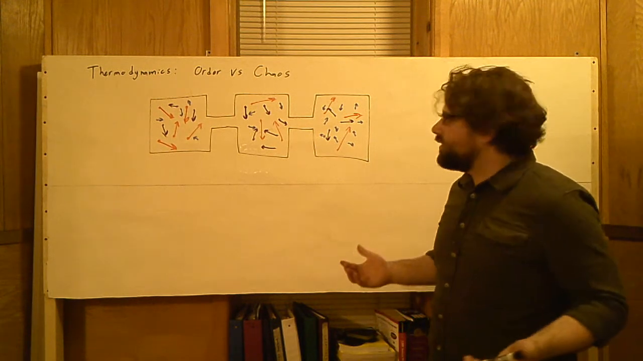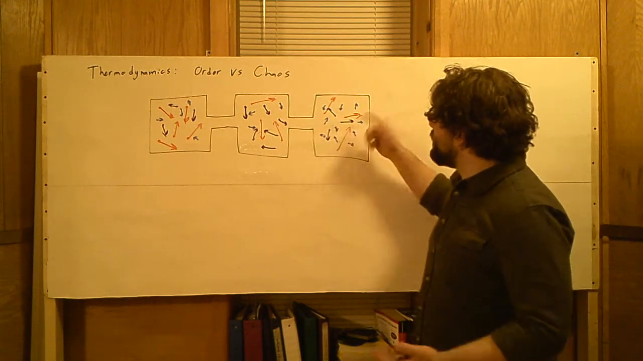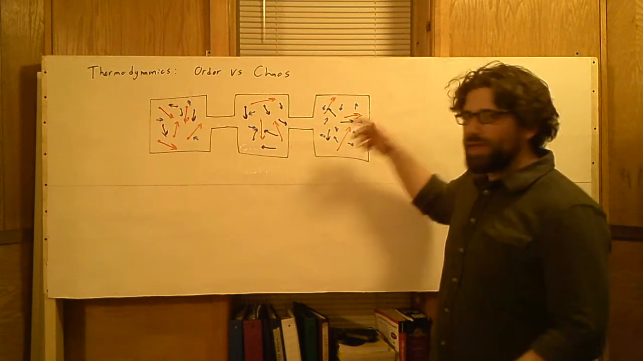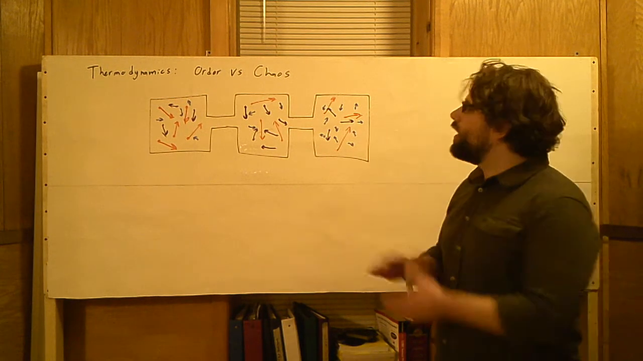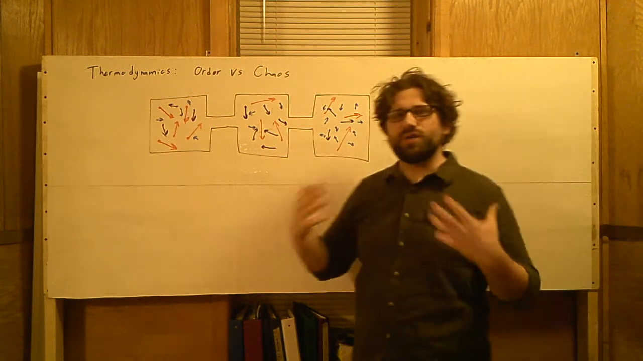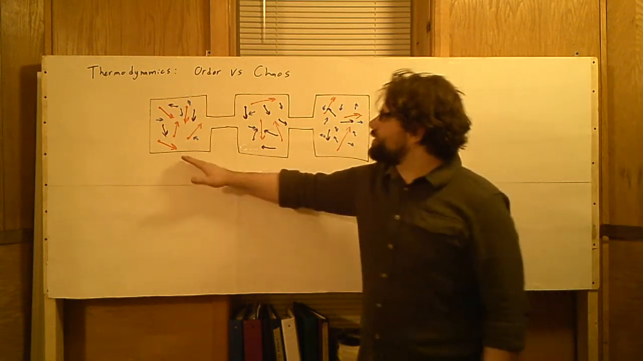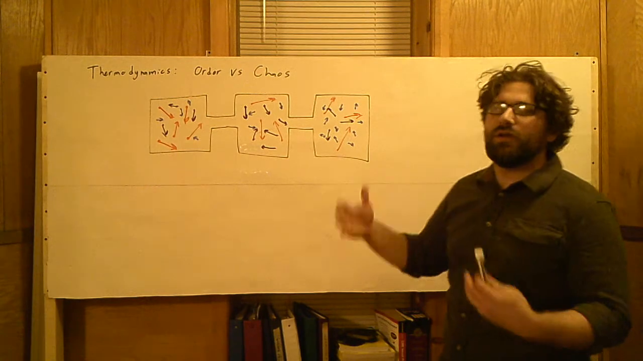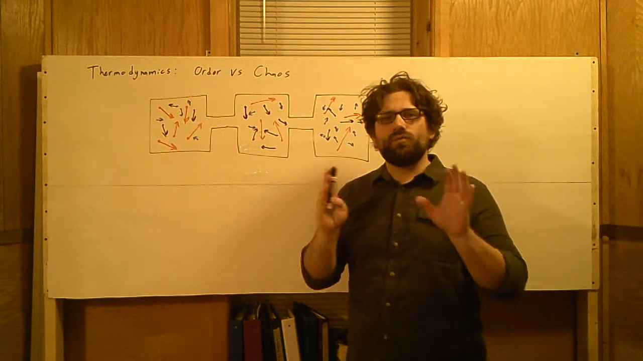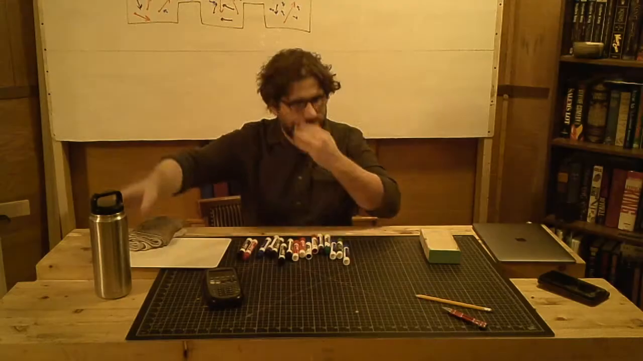How could it? As soon as a red goes this way, it's probably going to bump into a blue and send itself back in here. So we can have this really ordered condition, but it's really easily going to turn into this more chaotic version of it. So let's look at a real example of that.